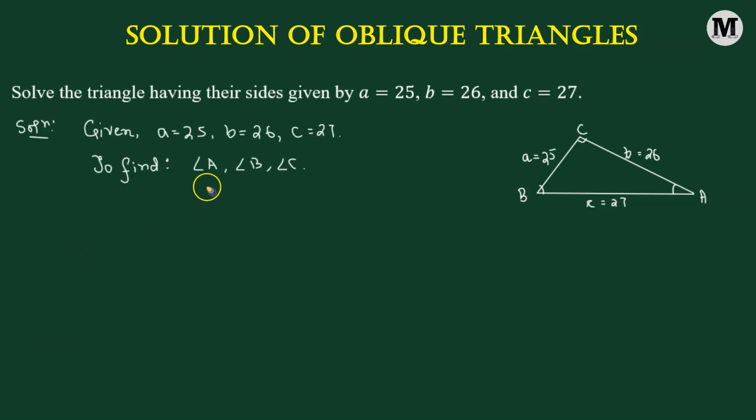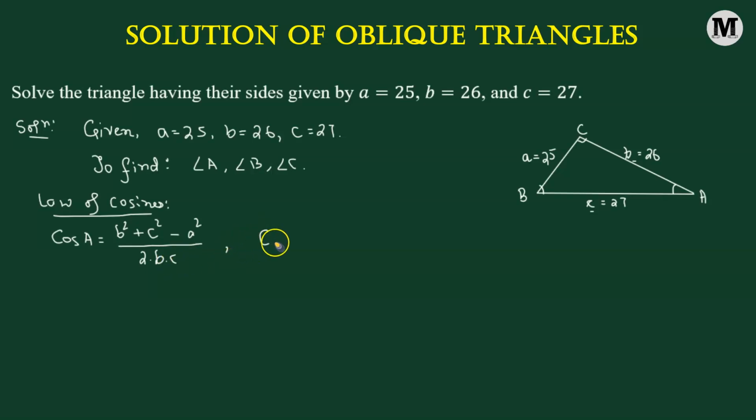Now, in order to determine the value of angles A, B, and C, we're going to take the help of the law of cosines. Let's take cosine of angle A. All we have to do is take the sides that are adjacent to angle A, so those are B and C. We take the squares and add them, so we get B squared plus C squared. And from this sum, we subtract the square of the remaining side, A squared, divided by 2 times the product of the adjacent sides, B times C.